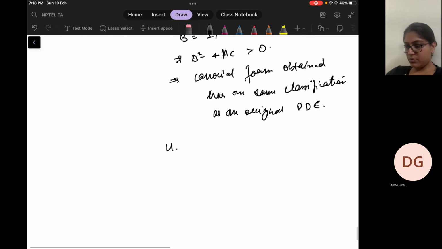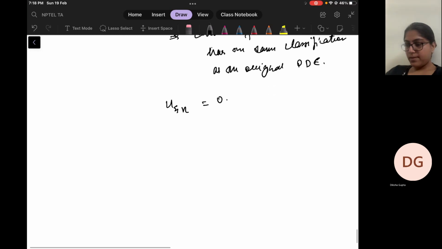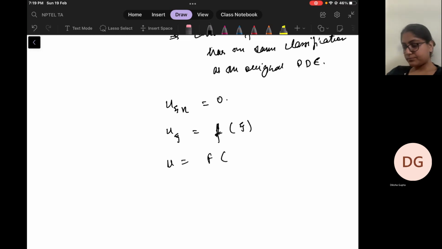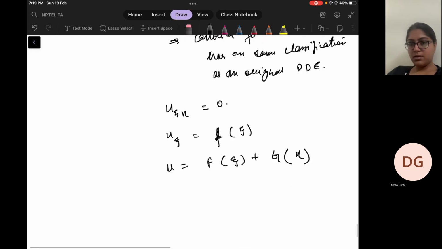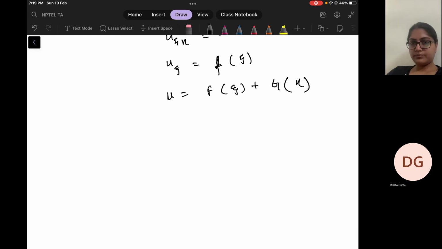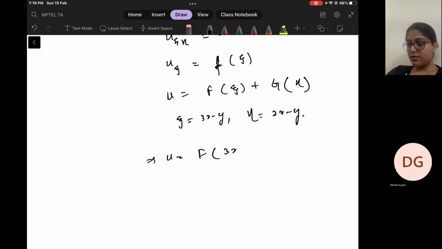Now it is very easy to find the solution. What the solution will look like: u_εη is equal to 0, so we integrate with respect to η to get u_ε is equal to some function f(ε). Now again integrating with respect to ε, we get u is equal to some function f(ε) plus some function g(η), and now we know that ε is equal to 3x minus y and η is equal to 2x minus y, which implies u is equal to f(3x minus y) plus g(2x minus y) is the general solution.